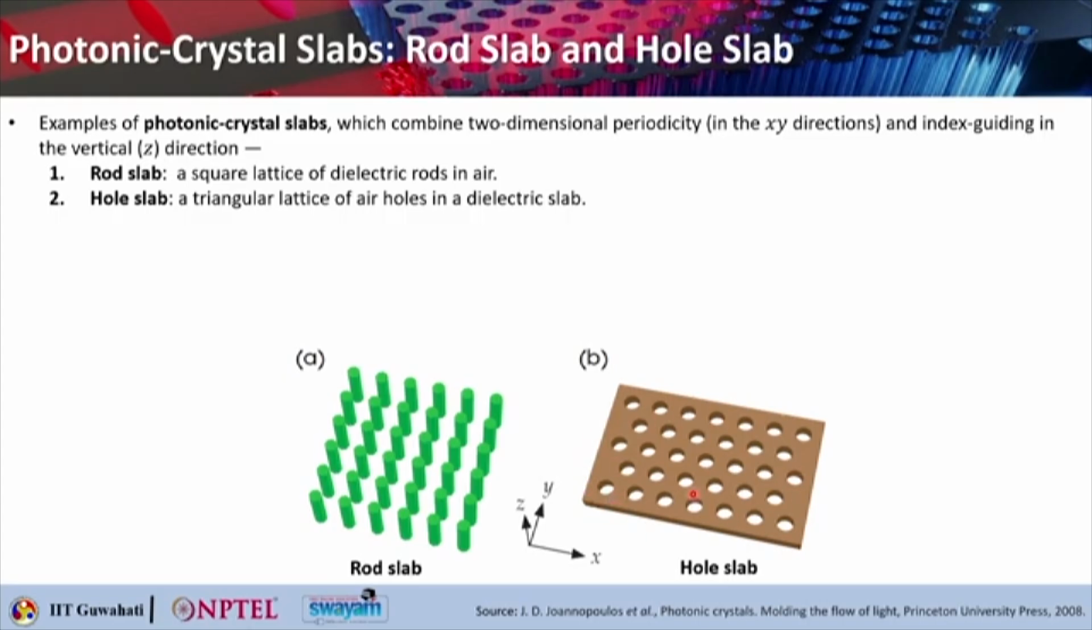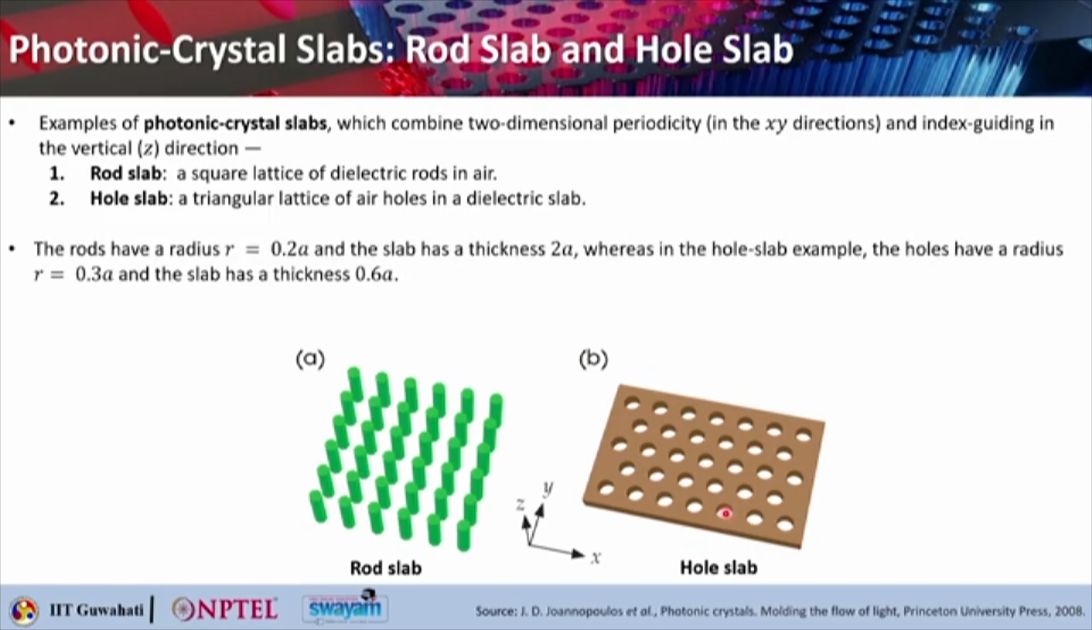This is not the exact inverse structure, because here you can see a square array, square lattice, but there it is a triangular or hexagonal lattice. But the concept is that you take a slab and then you drill periodic holes in this finite thickness slab, and you get a hole slab.